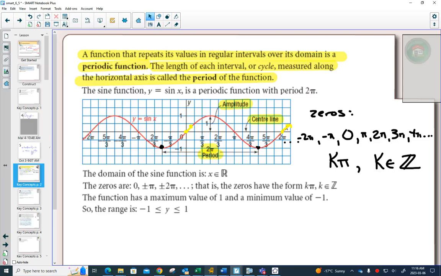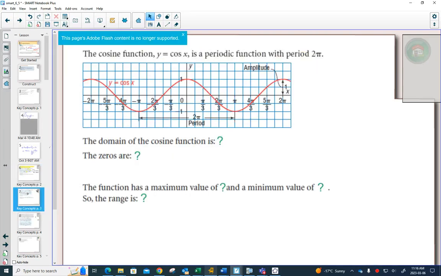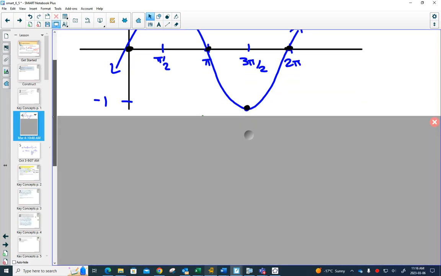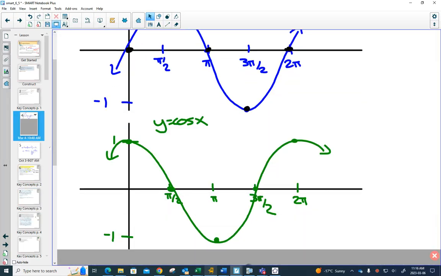Next, on page 515, we have the cosine graph. And just like we did with the sine graph, I would like you to graph the axis family right beside the cosine graph. So with your axis family, remember, big idea, cos is your x-coordinate.